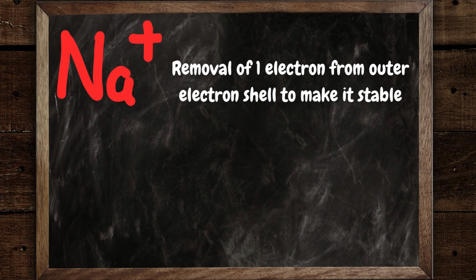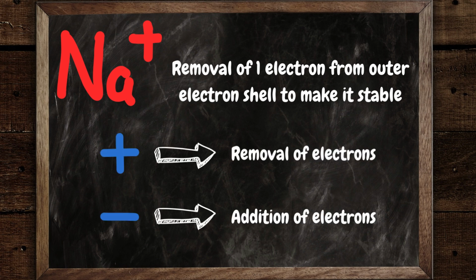Now this can be a bit confusing because if an electron is removed, after the elemental symbol you have a plus, whereas if it's added on to make the shell more stable, it will be negative. So just remember that if an electron is removed, it's plus, and if it's added on, it's negative.